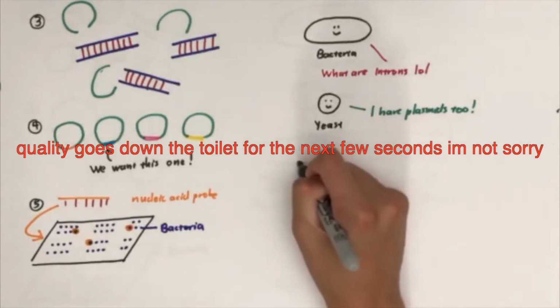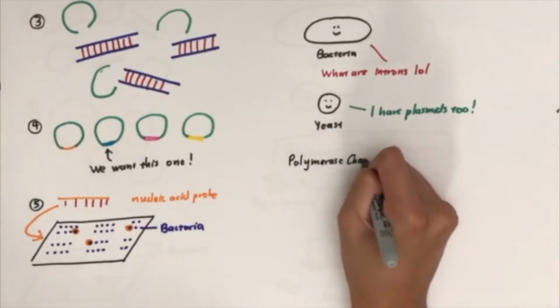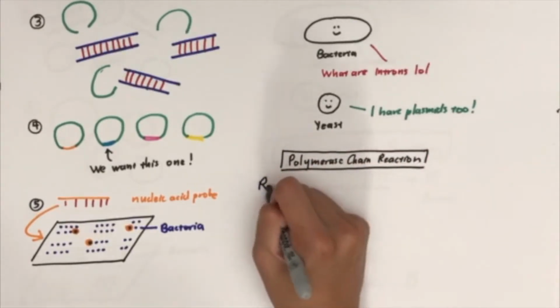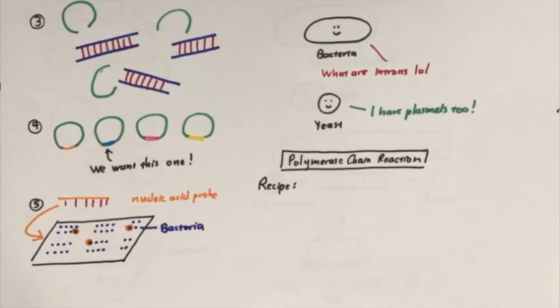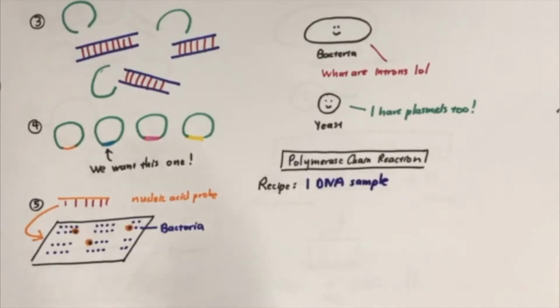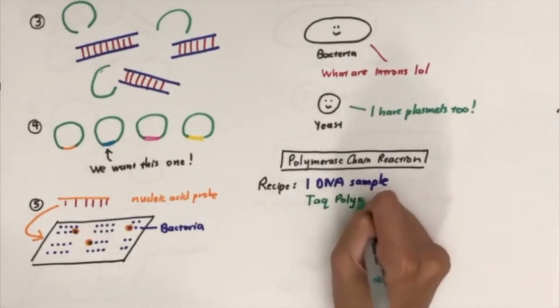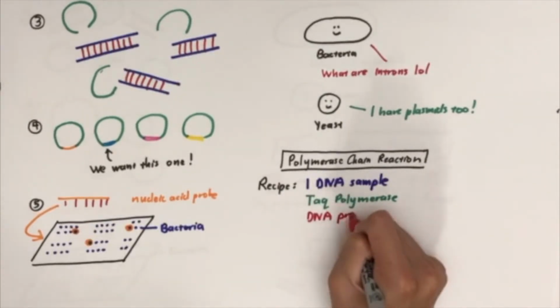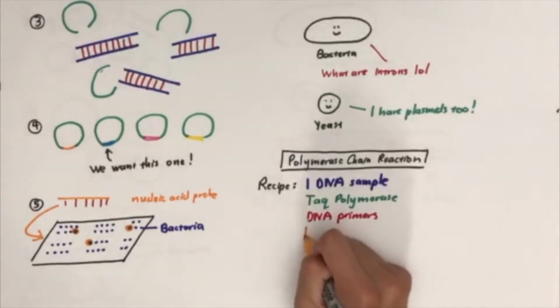Although using cells, either prokaryotic or eukaryotic, to clone DNA is pretty much the go-to way, an artificial method called polymerase chain reaction, or PCR, allows you to amplify a very small amount of DNA to a very large amount. The recipe calls for your DNA sample along with a special kind of DNA polymerase called Taq polymerase coming from thermophilic bacteria, as well as some special DNA primers. You then mix them into some hot water, and then voila, you get your DNA.